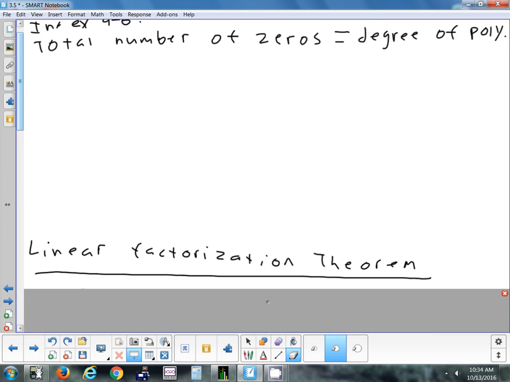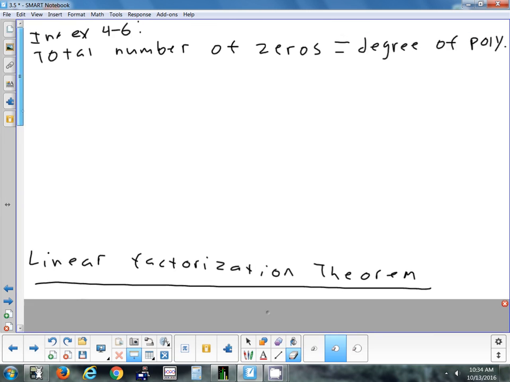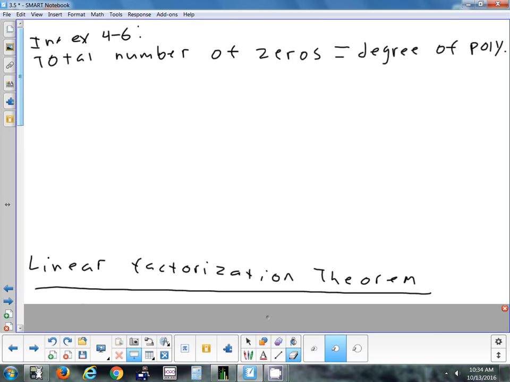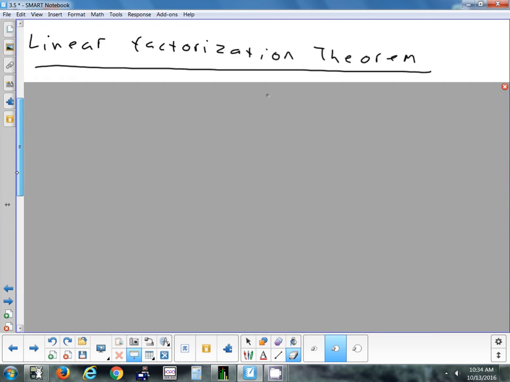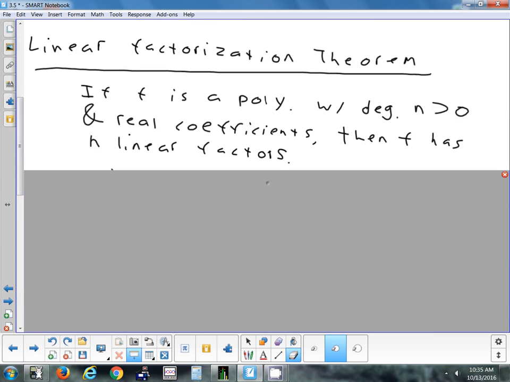The last thing I'm going to talk about is what's called the linear factorization theorem, which directly ties in with the statement I just said. Does everybody have that top statement? The linear factorization theorem says that if you have a polynomial with a degree greater than 0, so at minimum a linear polynomial, as long as you're dealing with real coefficients, then it will have at least n factors.